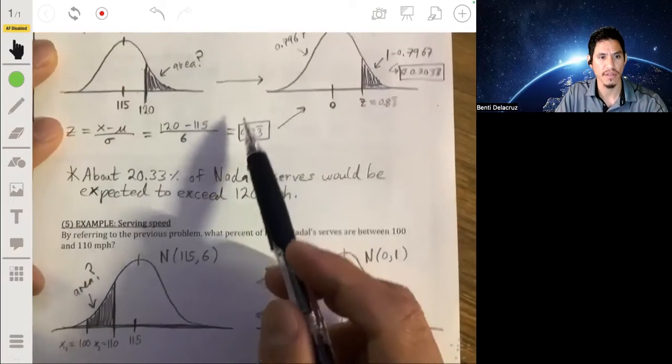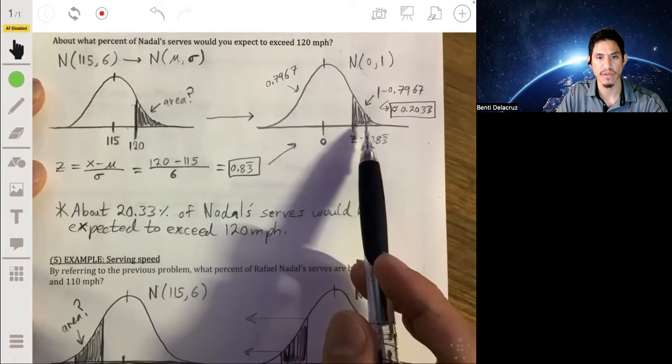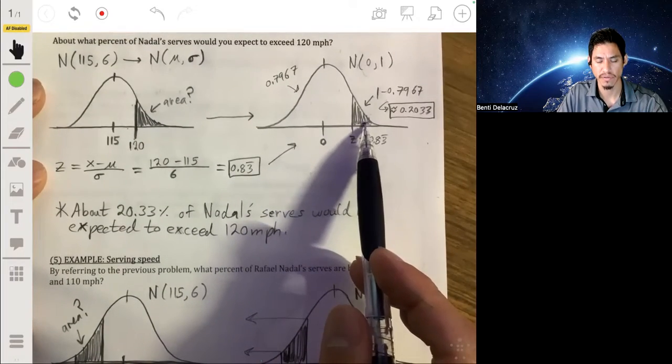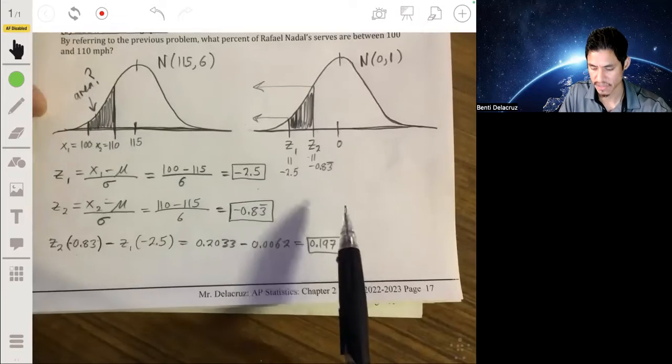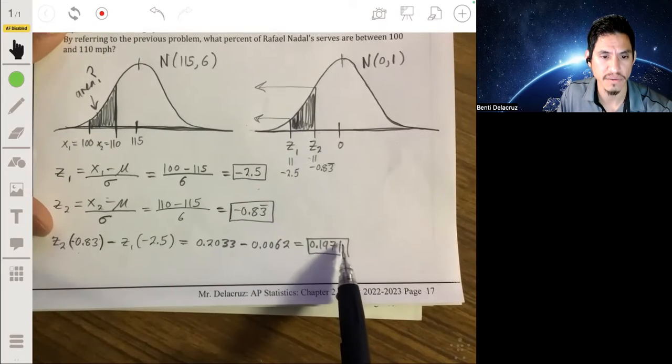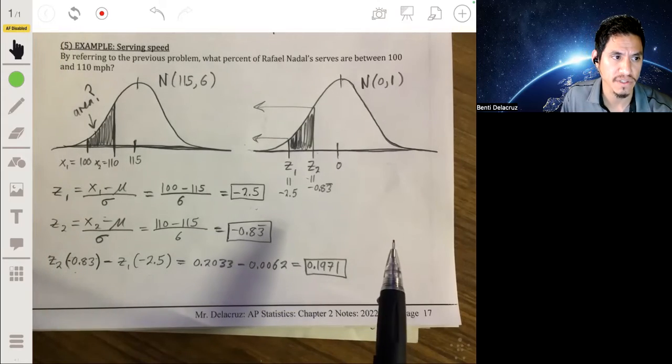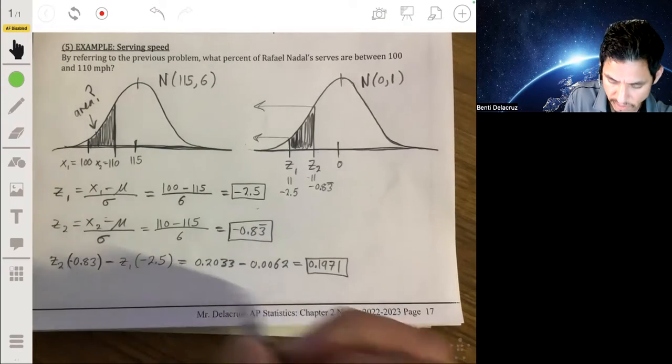And if you picked up on this being the same area that's to the right of 0.83, because we know it's symmetrical, good job, because that's going to save you time down the road. So then our answer in context, we could say about 19.71% of the serves are between 100 and 110 miles per hour.